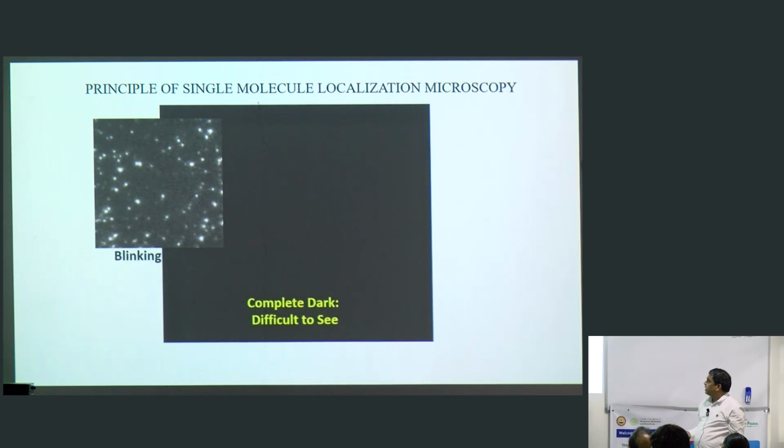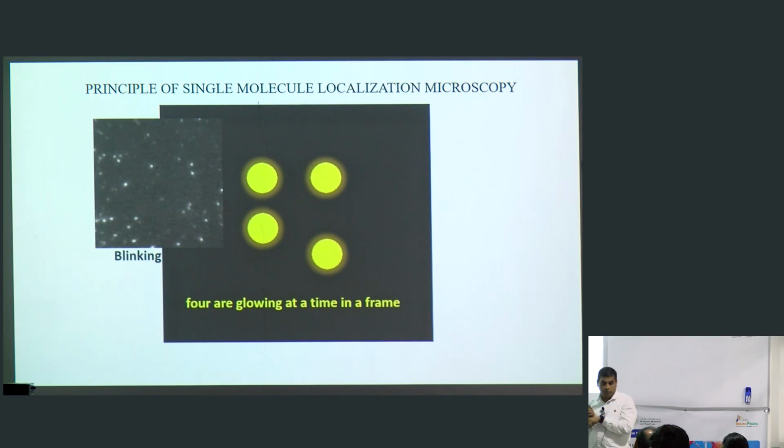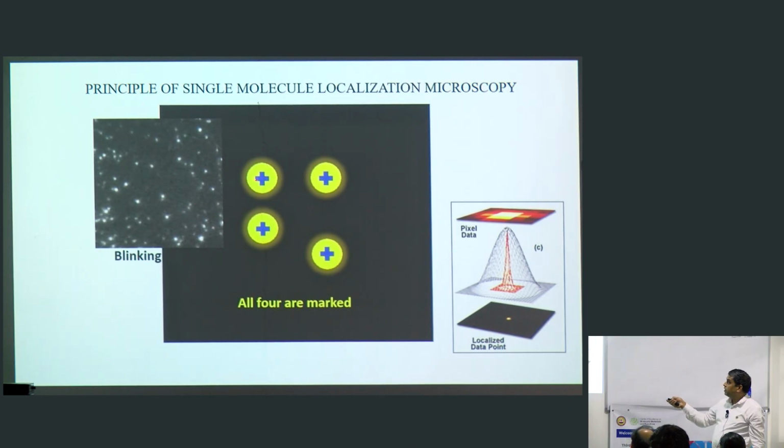So you can see that in the next frame it is completely dark, and now these 4 particles glow. Out of those 16, at a certain point of time these 4 are glowing. So if these 4 are glowing, we can capture the point spread function and take the maximum position in the middle, because the point spread function intensity is highest in the middle position. So I can mark them, right? So I have marked them.